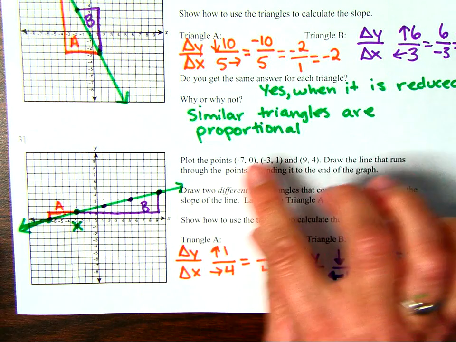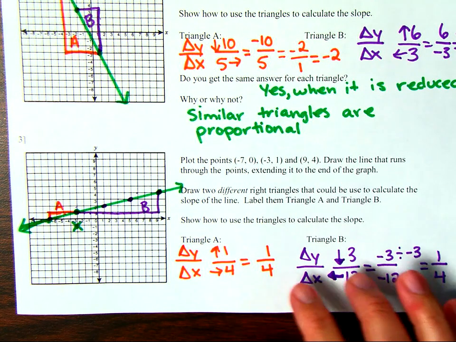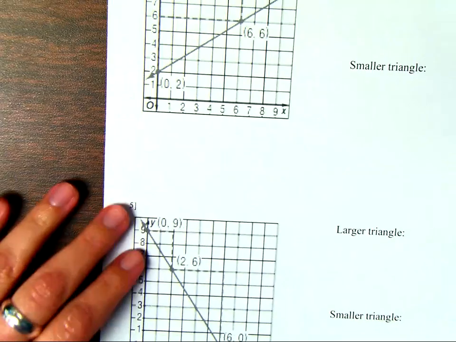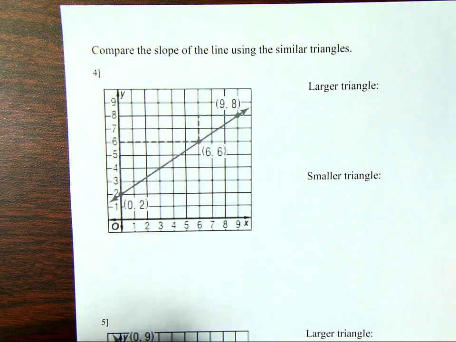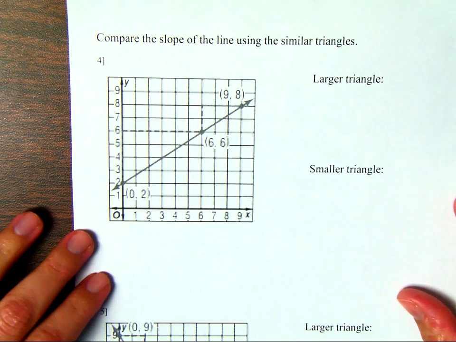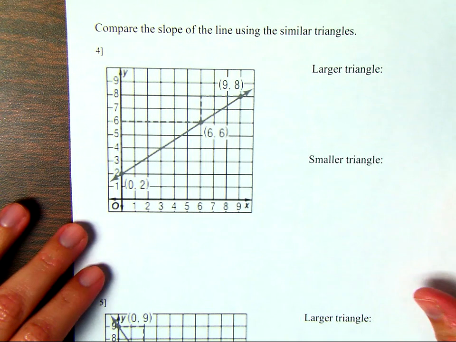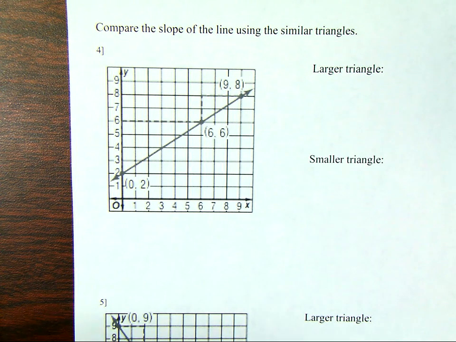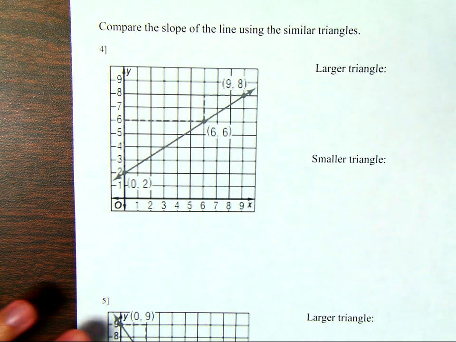Okay? All right, let's do 2 more examples together, and then we'll get you some practice problems as well. All right, so this one says, compare the slope of the line using similar triangles. So we're going to make a large triangle and a small triangle, which is already actually there, but it's a little hard to see on their paper, so let me show you.